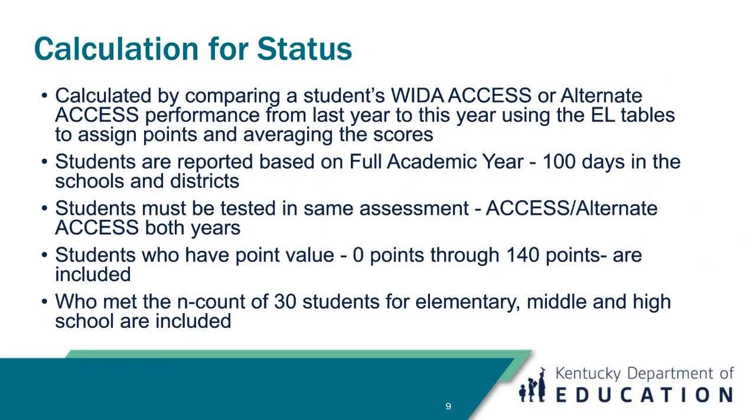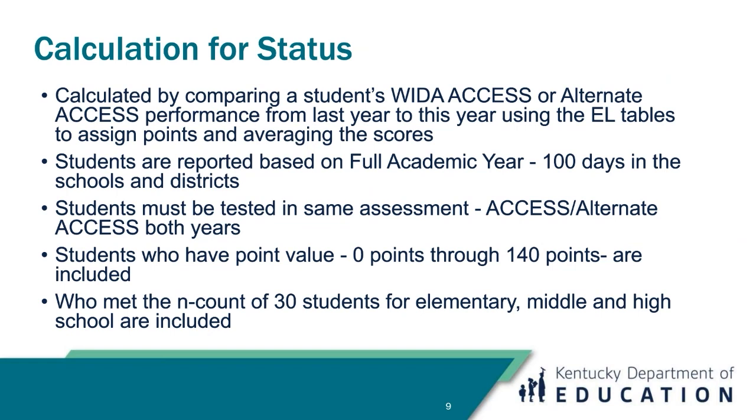Now, to calculate this, you're going to compare students' WIDA ACCESS or Alternate ACCESS performance from last year to the previous year using the EL tables. You will assign those points like I showed you on the previous slides, how we go from the spreadsheets to the graphs to the tables to see those points. Then you would add up all those points, and then you're going to average those scores to get the calculation for status.